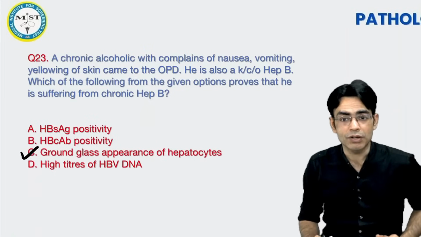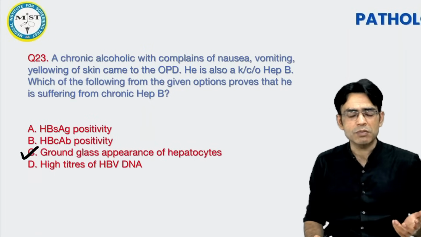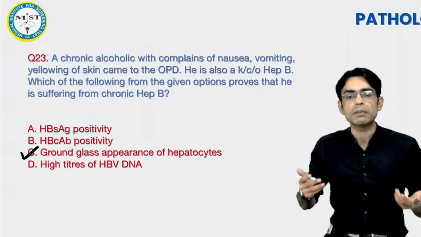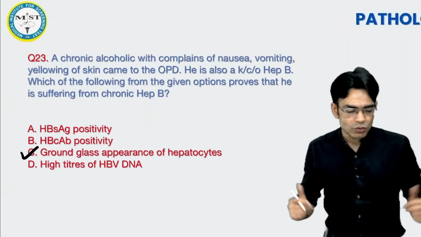This is your exam question, a recent exam question. High titers of HBV DNA can be there in acute also. HBV DNA high titer means virus is multiplying, so it can multiply in acute also.